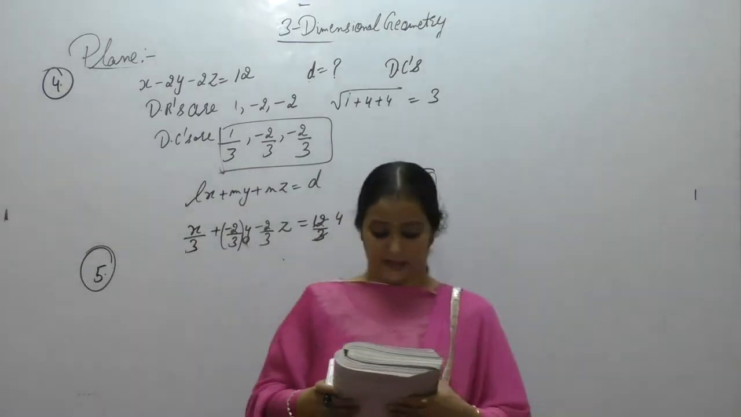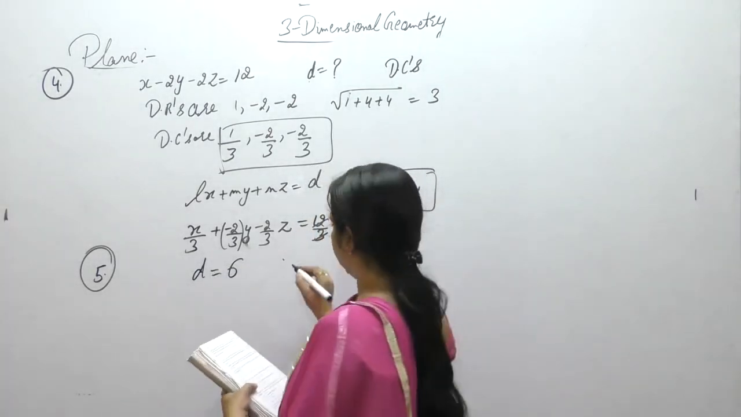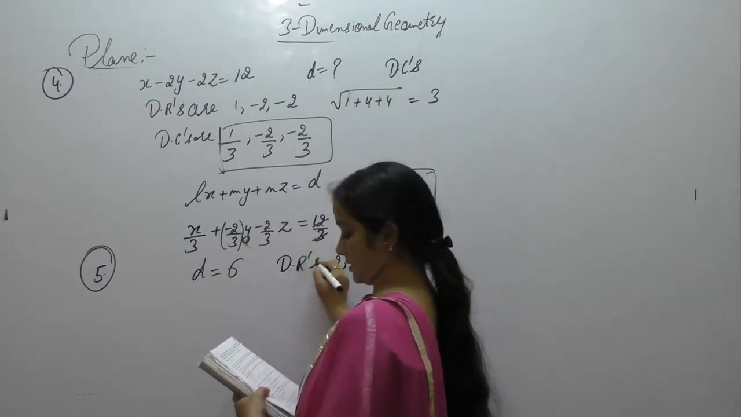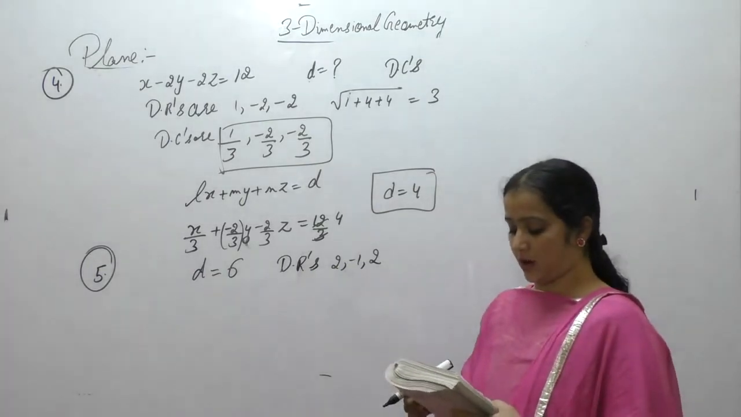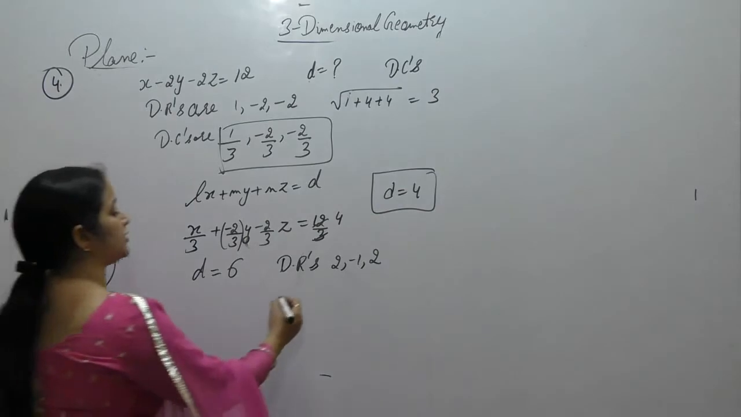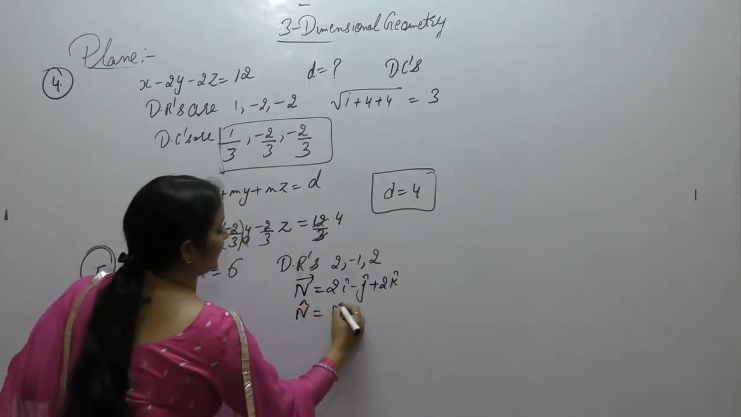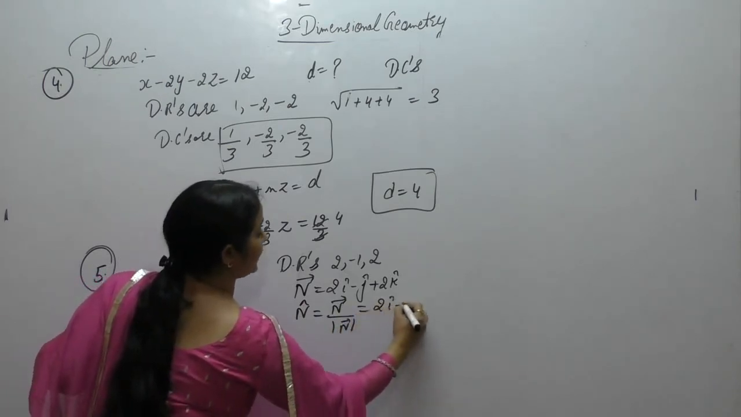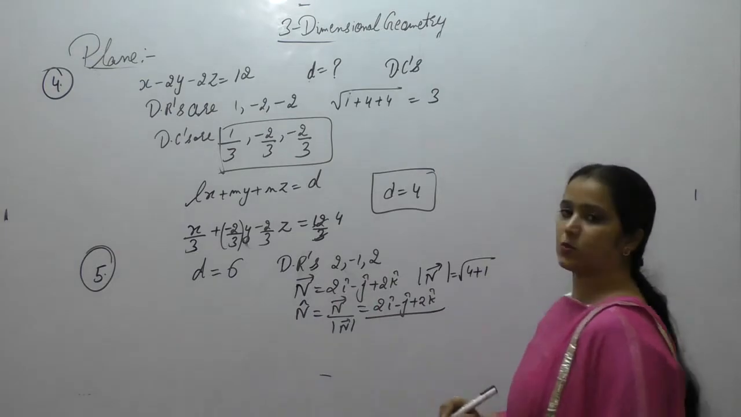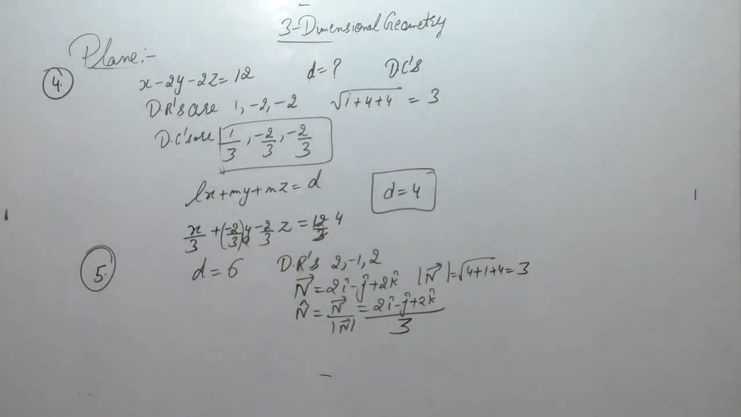Find the vector equation of plane which is at a distance of 6 units from the origin and has direction ratios 2, minus 1, 2 as the direction ratios of normal to it. Also find the coordinates of foot of normal drawn from the origin. These are the direction ratios. So n vector is 2i minus j plus 2k. We want to find unit vector n cap, that is n vector upon magnitude of n vector. Magnitude is square root of 2 square plus minus 1 square plus 2 square, so 3. So this is n cap, the unit vector.